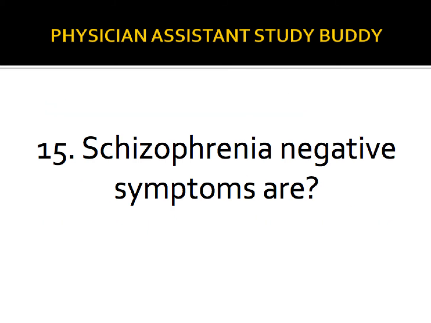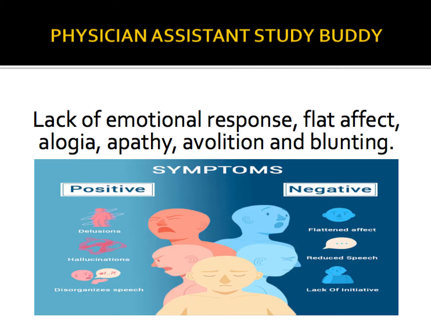Schizophrenia negative symptoms are, and if I'm going too fast with giving out the answers, feel free to pause the video, give your answer, and then continue. Lack of emotional response, a flat affect, alogia, apathy, avolition, and blunting. And here's a nice little diagram showing the positive signs versus negative signs. Positive, again, delusion, hallucinations, disorganized speech. Negative would be flattened affect, reduced speech, and lack of initiative.